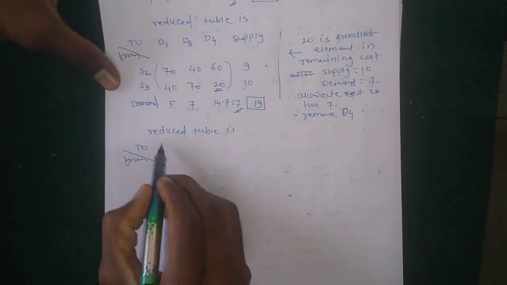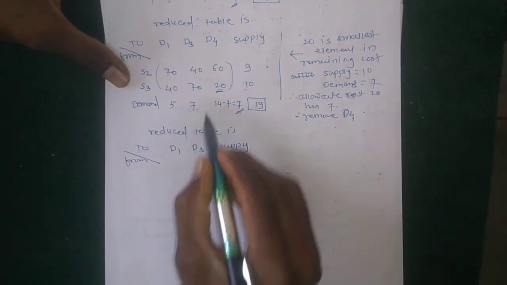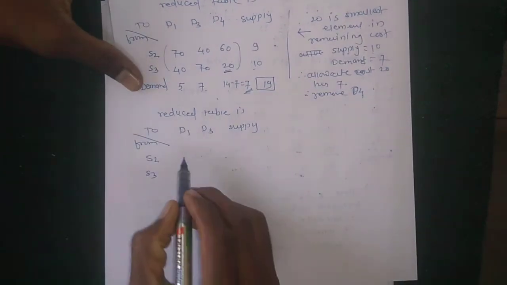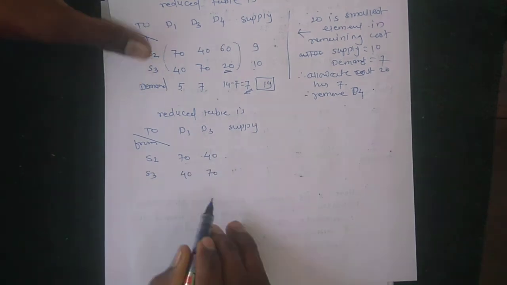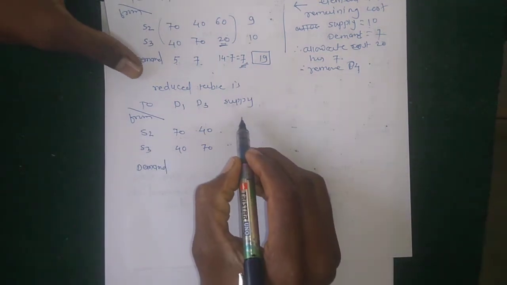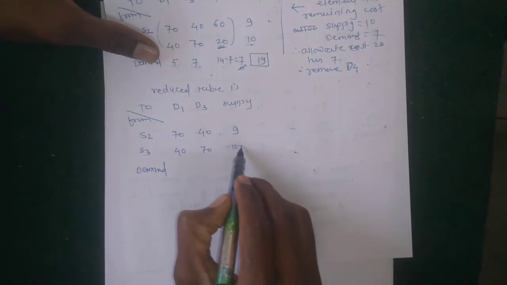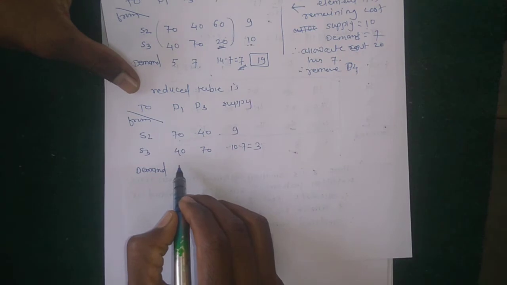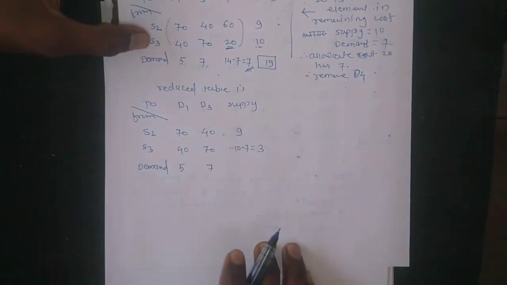Here D1, D3, and here supply. So here delete the D4 column, and S2 and S3 remain, with only 70, 40 and 40, 70. Here supply remaining is 9, and here 10 minus 7 is equal to 3. And for D1 the column is 5 and 7 as it is.